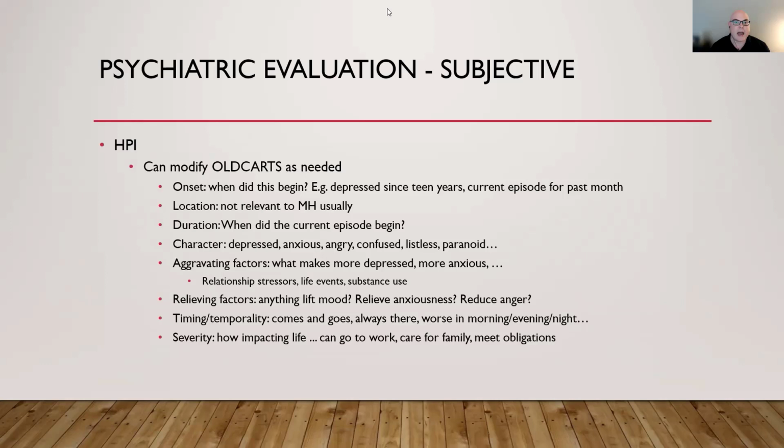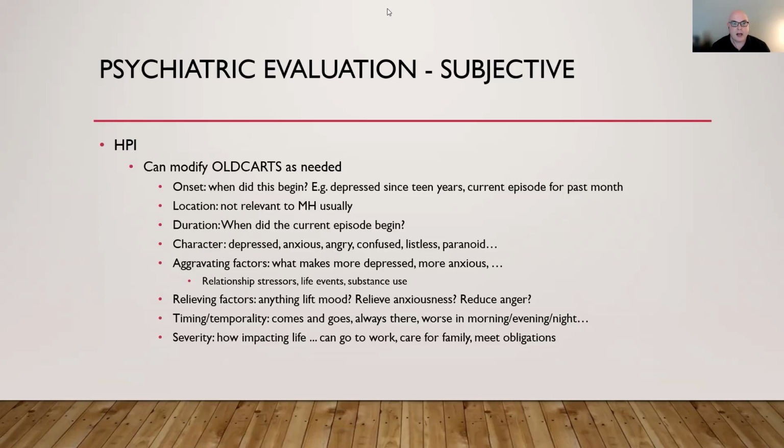Then you want to ask about aggravating factors, just like you would with a physical symptom. What makes your chest pain better or worse? For mental health, what makes your depression better or worse? Does watching a funny movie or being with your family brighten your mood? Does listening to sad songs or thinking about your deceased parents worsen your mood? Get some details, because this is all going to be very, very important. You want to ask about relieving factors. We kind of went through that with the aggravating. So what makes it better, what makes it worse? This is the other side of that.